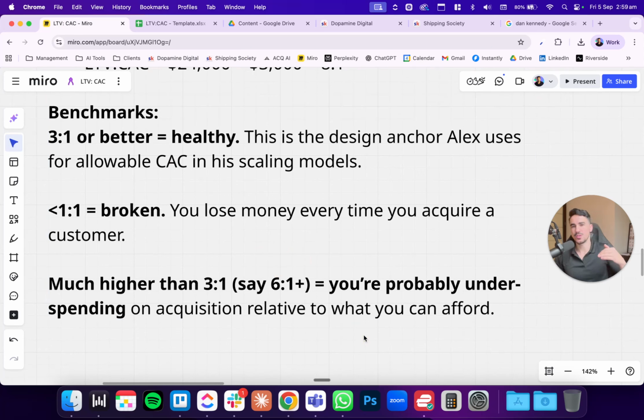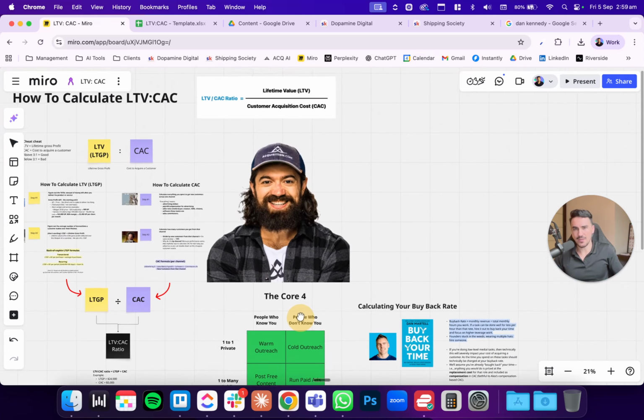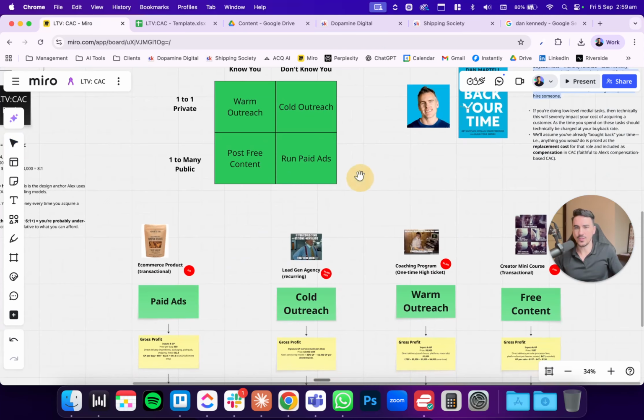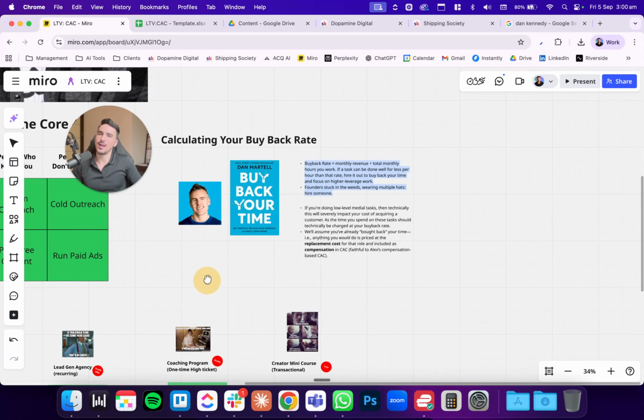So Alex famously talks about how he's got like a 35 to 1 return on ad spend. I'm not exactly sure what his LTV to CAC is, but yeah, that's something to consider. Now, I'm going to dive here into the Core 4 and then give you examples across different niches and show you what it would look like if you run cold outreach, warm outreach, free content, and of course paid ads.